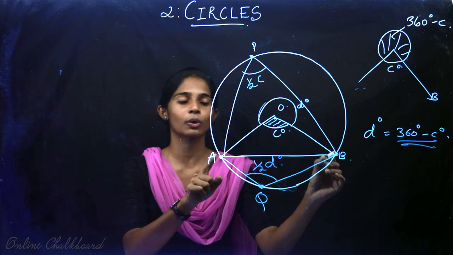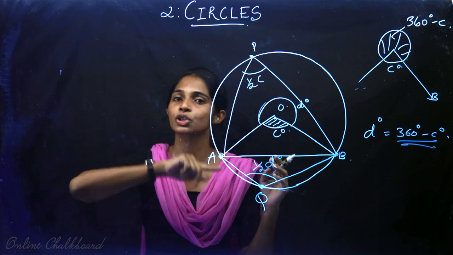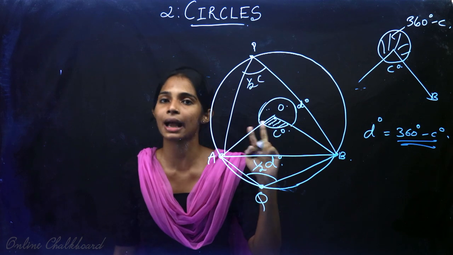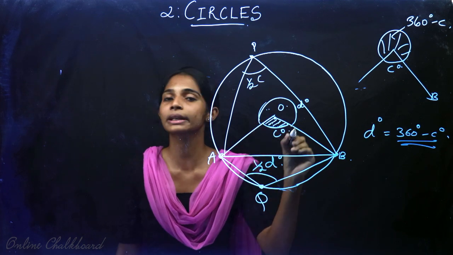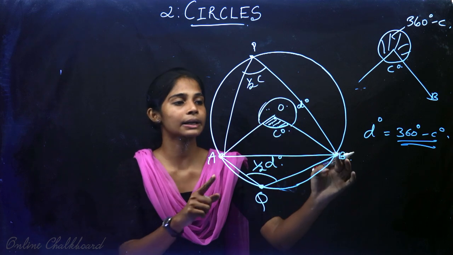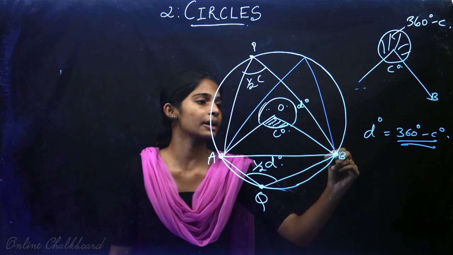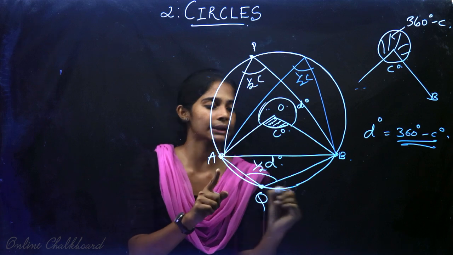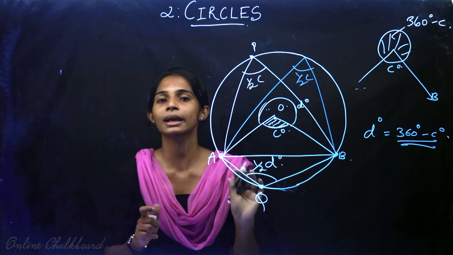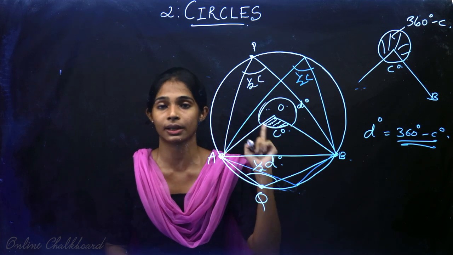So this is the same chord. In the circle there are two points A and B. There are two arcs, one major arc and one minor arc. From these points we have two lines to the center, so we have two angles. One is the minor angle C, and the other is the remaining angle 360 minus C, that is D. If we take a point on the same arc, the angle formed will be half of C. If we take a point on the other arc, the angle formed will be half of D. This is very important.